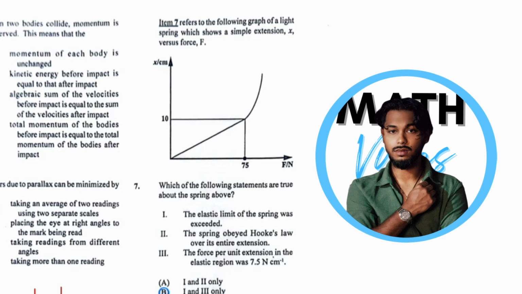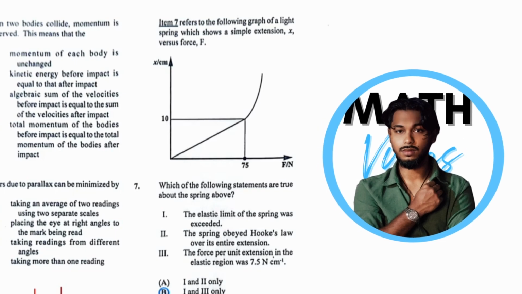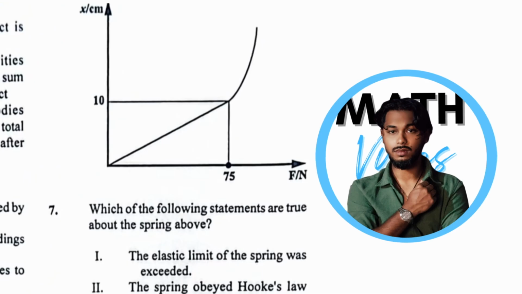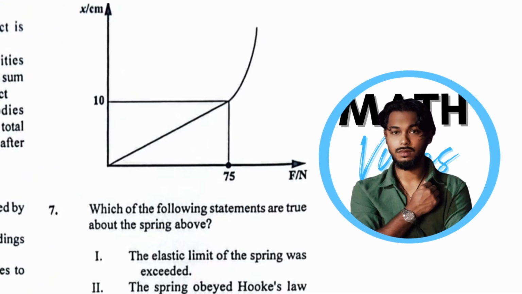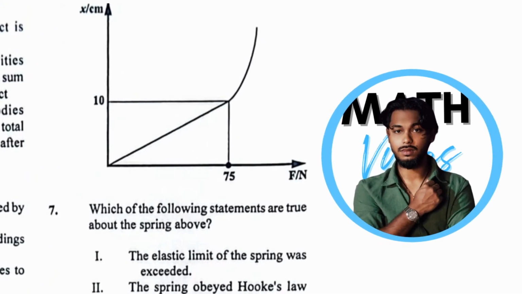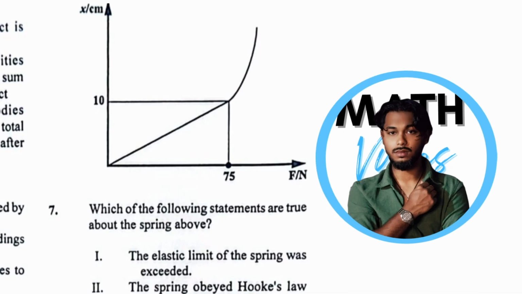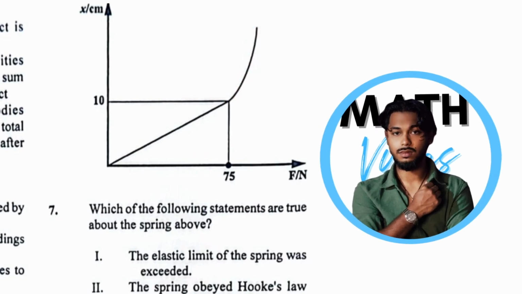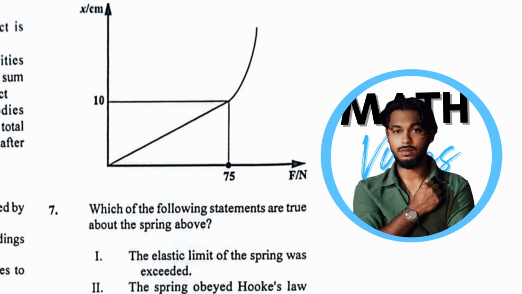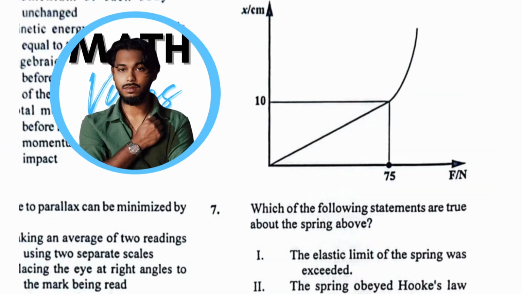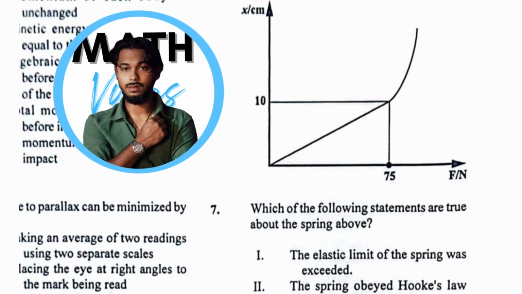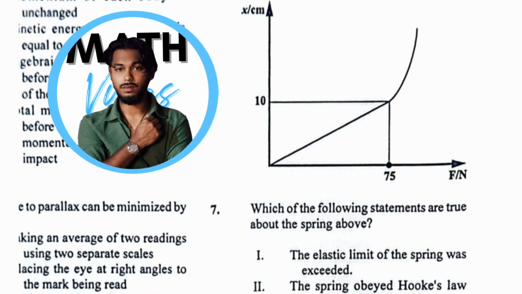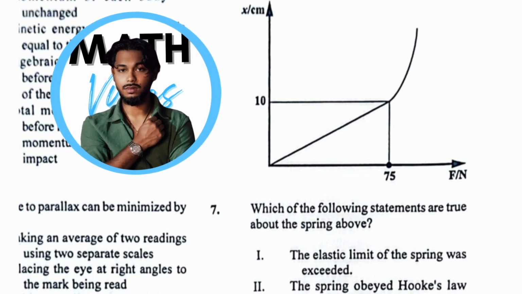Question 7. Which of the following statements are true about the spring above? The elastic limit of the spring was exceeded. This is correct. If the elastic limit of a spring is exceeded, it's going to stop being linear. And that would correspond to this region over here. Think about it, guys. Normally, if you have a spring and you extend it a reasonable amount, the spring is going to return back to its original position. But it also makes sense that if you apply more force, the spring is going to extend more.